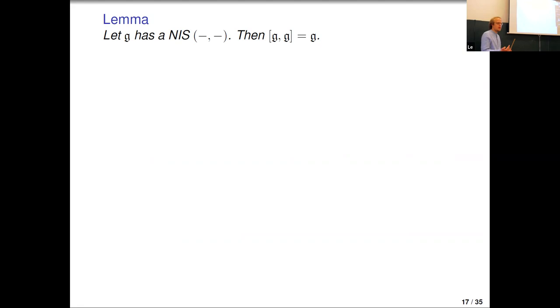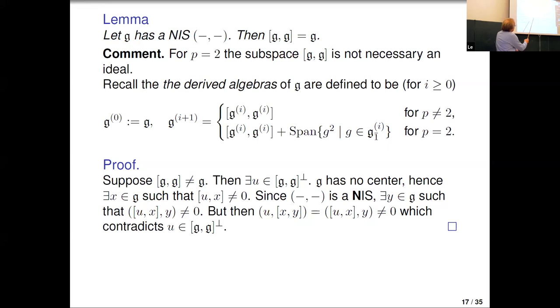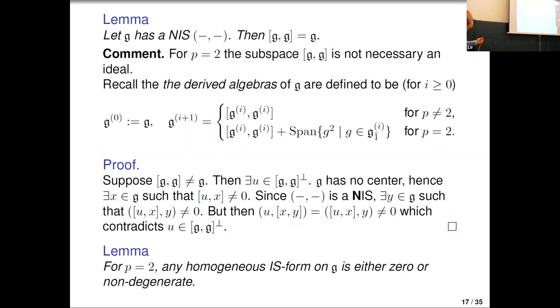Again, this lemma is very trivial in the case of characteristic not equal to 2, because we know that the commutant is an ideal. In characteristic 2, it will not be the same. The commutant in characteristic 2 is not an ideal. That's why the derived superalgebra should be defined differently: you take all commutators and you also take all squares. So that's the generalization. And here is a short proof of why it happens in characteristic 2. Okay, good. But further, second, now specific for characteristic 2, any homogeneous form is either zero or non-degenerate.